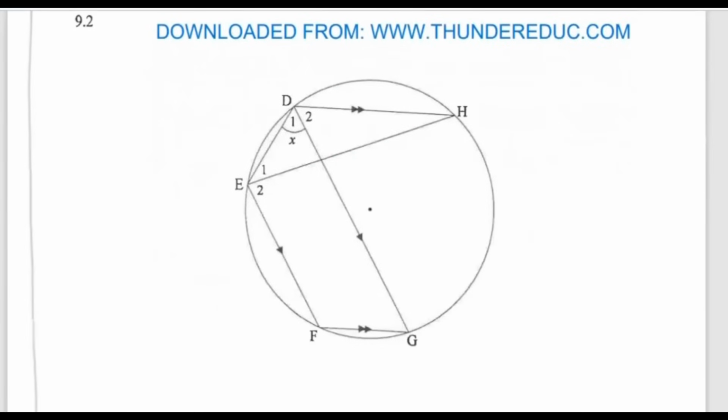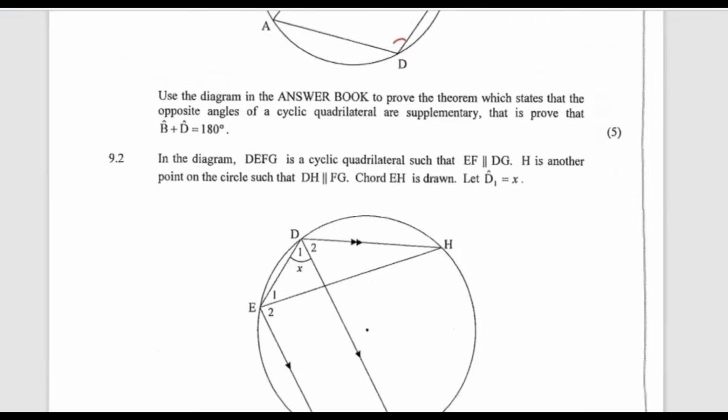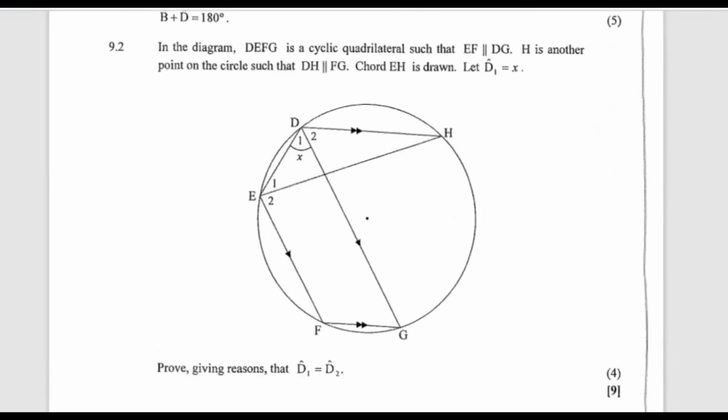Question 9.2, since we proved the cyclic quadrilateral, the second question should be related to that. So in the diagram, DEFG is a cyclic quadrilateral, such that EF is parallel to DG. And they're telling us H is another point on the circle such that this is parallel to that. Can we prove, giving reasons, that D1 is the same as D2?